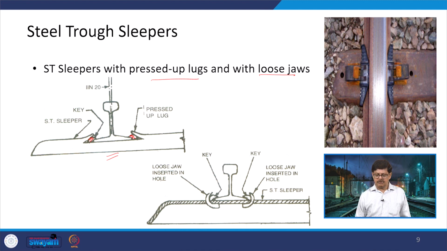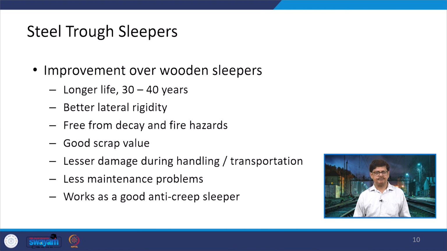In another case, what we have is a loose jaw which is provided along with the key. So, as soon as the key is being inserted here, now this gets fixed and the rail will not move in this space. So, you can see in the photograph which has been given on the right hand side. You have a steel trough sleeper at the bottom, and then this type of a fastening is being provided. So, a loose jaw is being created here and then it sticks there. So, the load has to be applied in that form so that the rail remains in position.